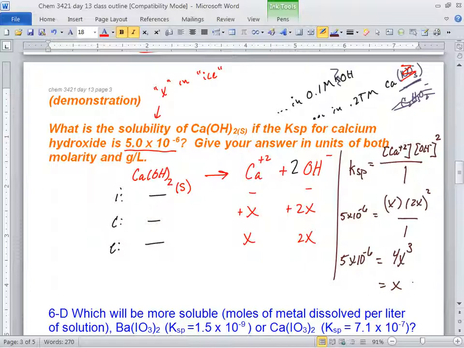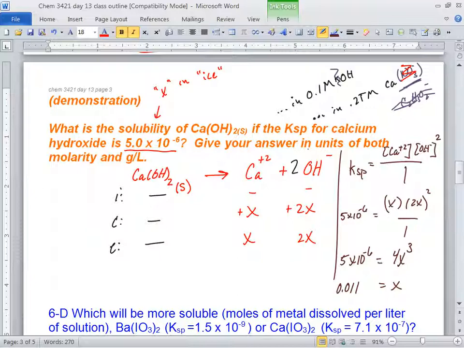All right. 5 times 10 to the negative 6. Hang on, let's turn on the lights. 5 times 10 to the negative 6. Divide it by 4. Take the cube root. What did you guys get? Did you get 0.011? Hopefully? Yeah, okay. Desiree and I got 0.011. So that's got to be right. Whoa.